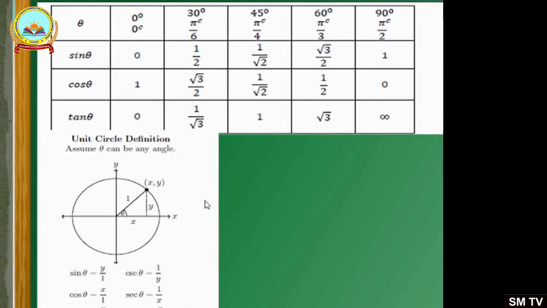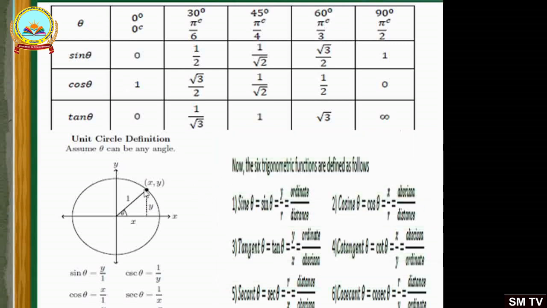In the general circle, suppose you take the radius of the circle equal to 1 unit. Sine of an angle theta is denoted by sine theta, it is the ratio of y by r, or the ordinate divided by distance. Cosine of angle theta is cos theta, it is the ratio of x by r, abscissa divided by distance.